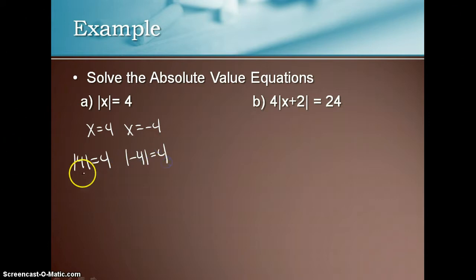So this whole concept of negative numbers turning positive when you absolute value them is why there are always going to be two solutions. So please make sure that when you show your work that you do indicate the two solutions.